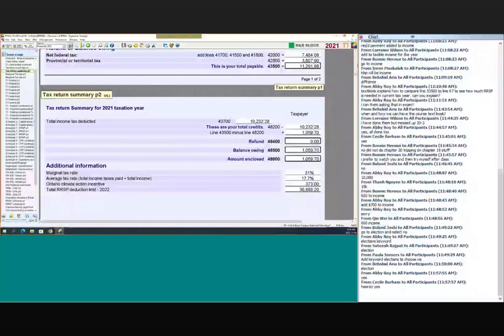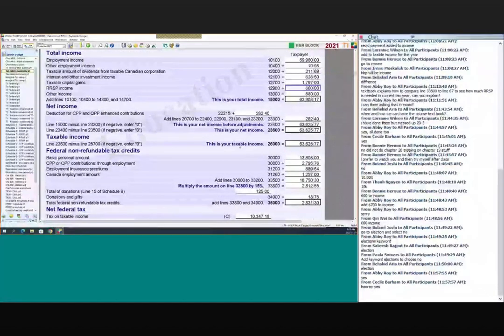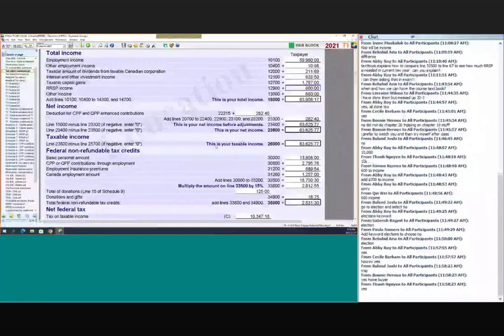Does this make sense that he owes money? Let's look. Let me know in the chat. Why does he owe money? And believe me, he's going to want to know. He's not going to be a happy camper unless he expects this every year. So why does he owe money?